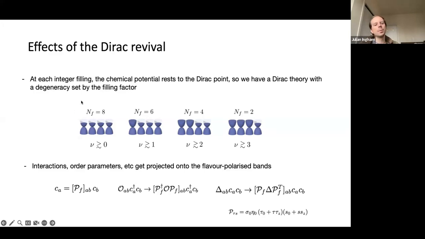And similarly, any order parameters that we find that might be of the form C-dag-C, or for superconductors, it's CC, will similarly be multiplied by the appropriate projection operators. And that's basically how we're going to incorporate the Dirac revival, which will let us describe all integer fillings and all densities just above integer fillings as we dope away.